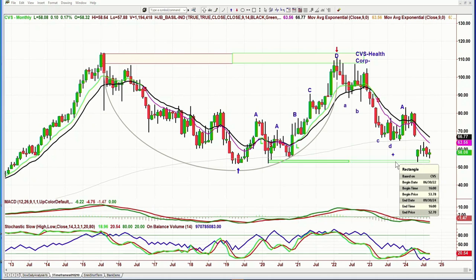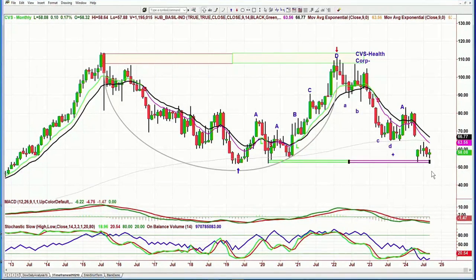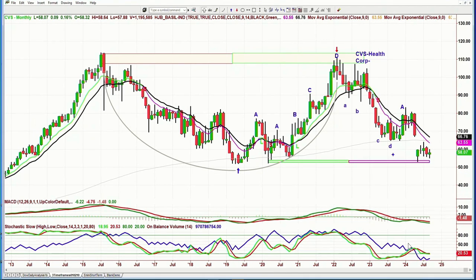And what does it do? It gives me in pink, and it says, by this month, the month of September, there's a good chance it's going to test the low of 52.72 that was made in May in this pyramid or arch formation. And we're going to watch it closely because even today, it's only up 9 cents. It's really struggling.